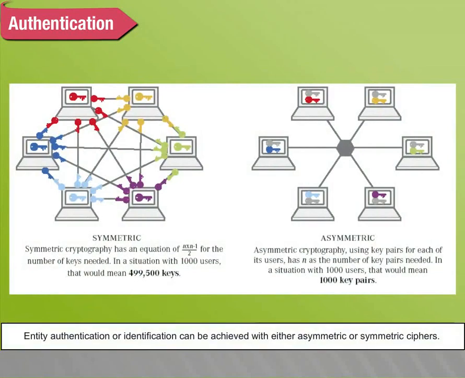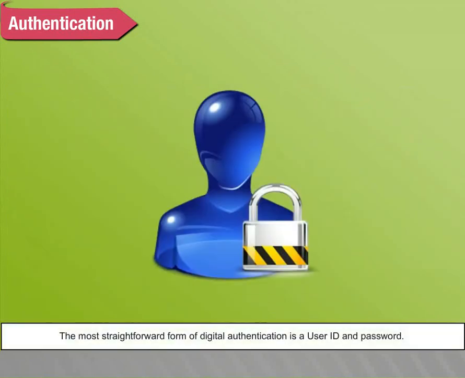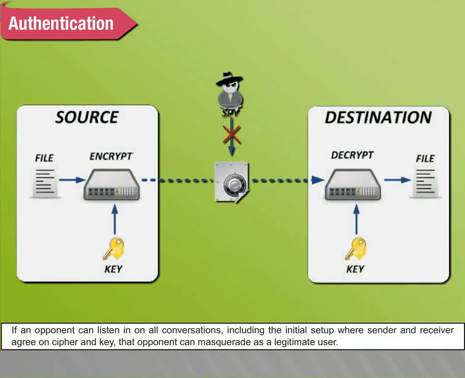Entity authentication or identification can be achieved with either asymmetric or symmetric ciphers. The most straightforward form of digital authentication is a user ID and password. If an opponent can listen in on all conversations, including the initial setup where sender and receiver agree on cipher and key, that opponent can masquerade as a legitimate user.